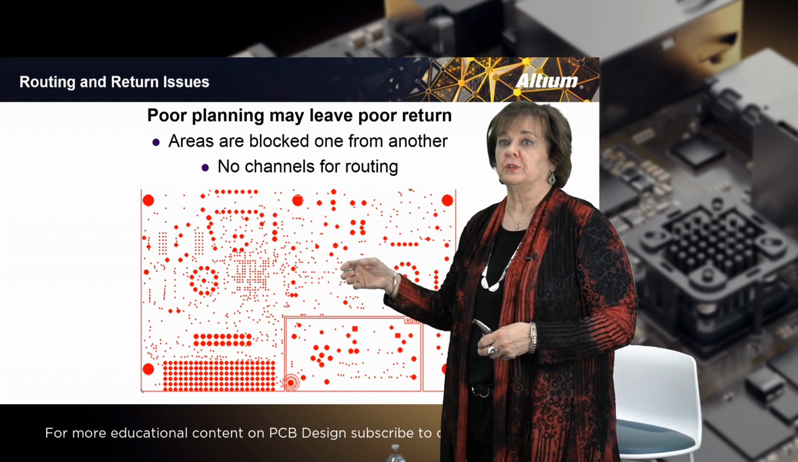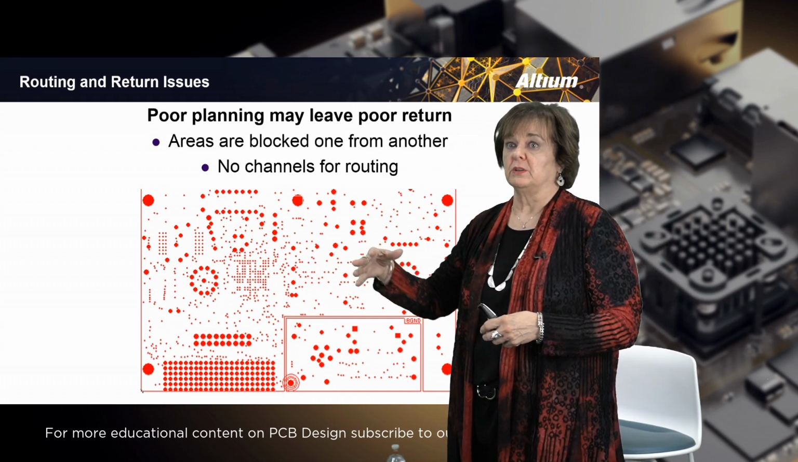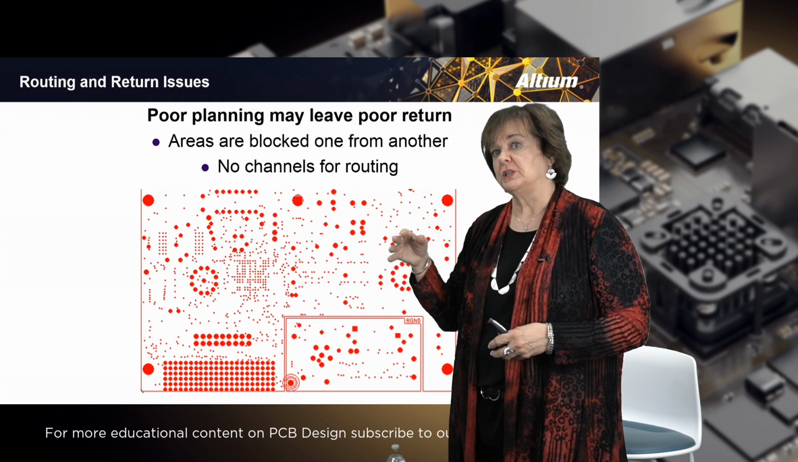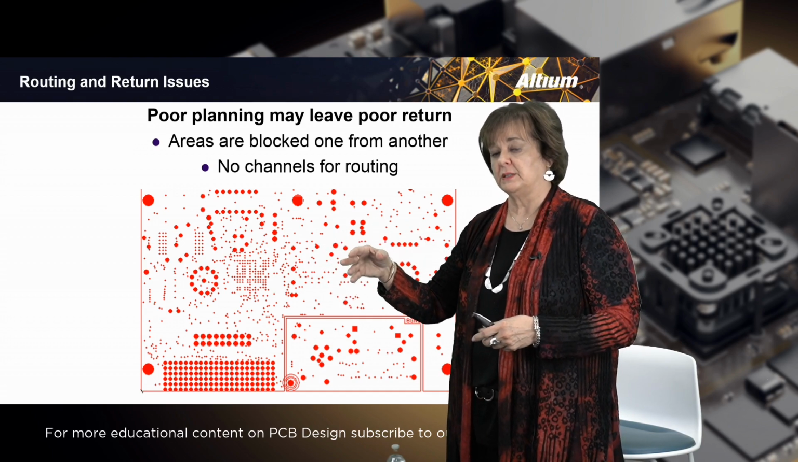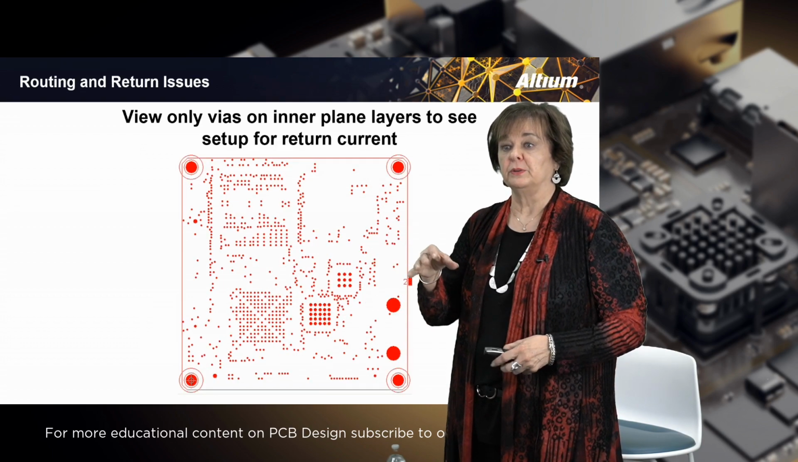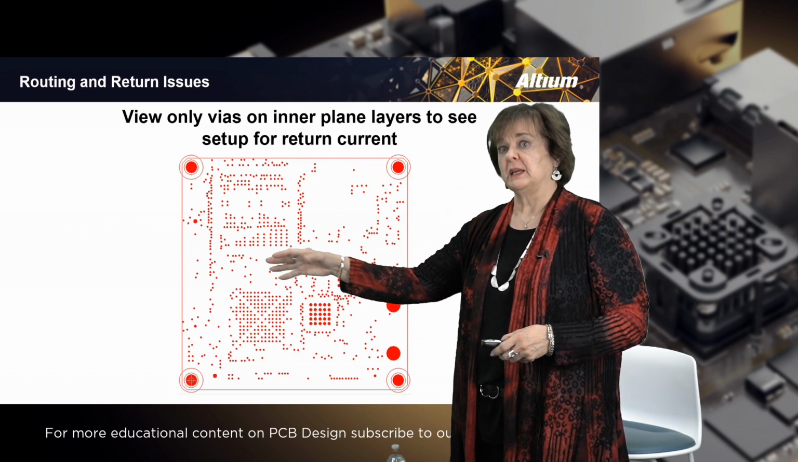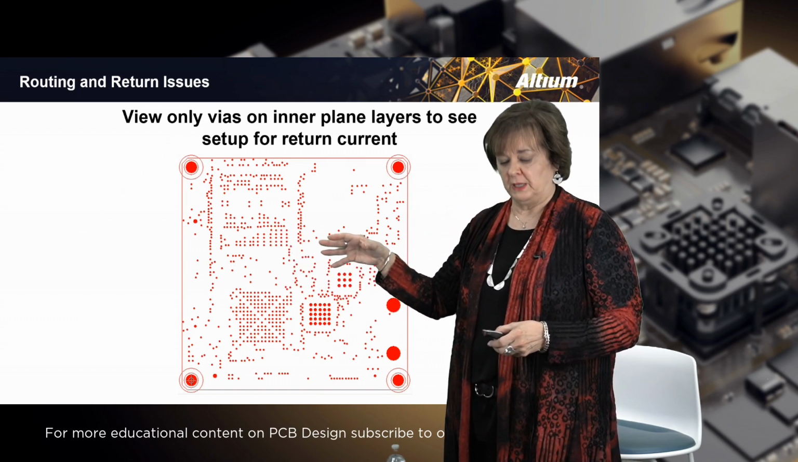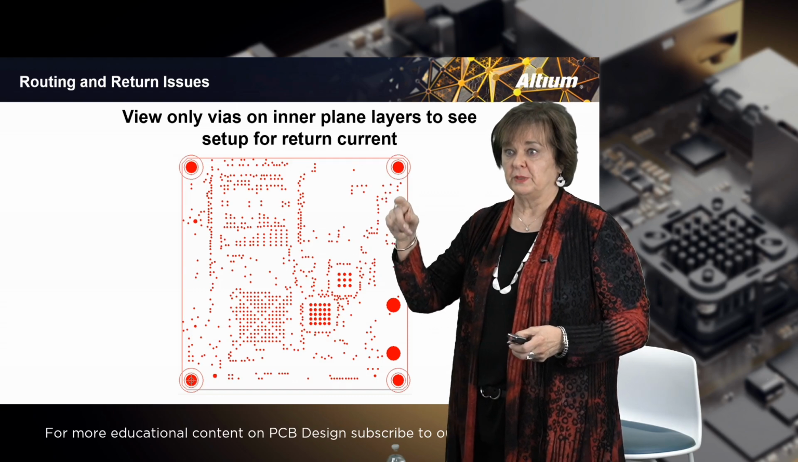And so you will have to be wiggling those signals all around to get the energy and their return to get through these areas. So it's best to set up a pattern so that they can easily flow from one place to the other.